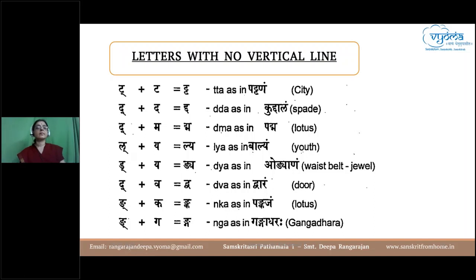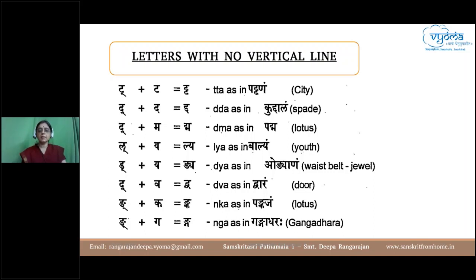La plus ya, lya, as in Balyam, youth. Very good. Da plus ya, dya, as in Odyanam. Can you try? Odya. It is Odyanam, Odya. What is this letter? The last letter here. Odyanam. Very good. Odyanam, Odya.